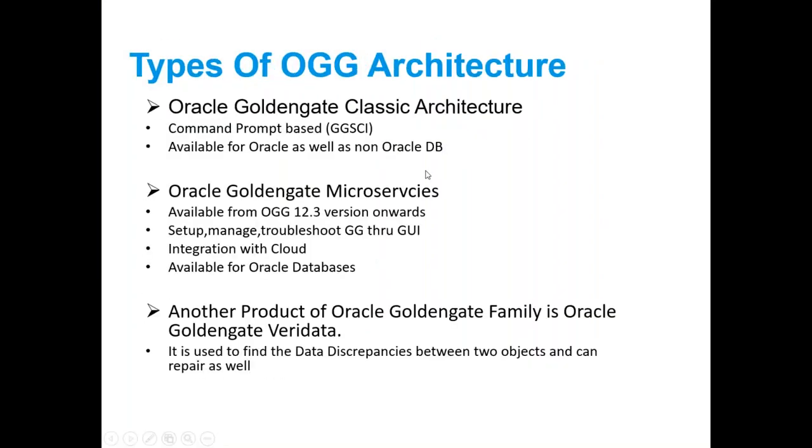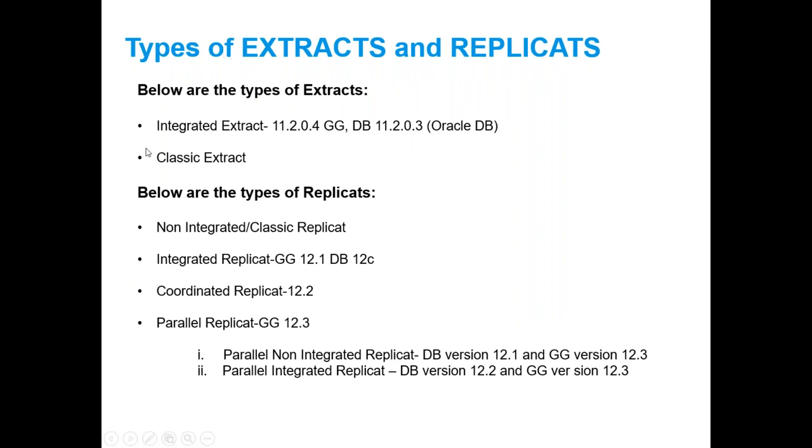So there are two types of architecture: classic and microservices. Under classic architecture, you have different types of extracts, like integrated and classic. Under microservices, you have different types of extracts, integrated and classic. Similarly, under classic, you have different types of replicates: non-integrated, integrated, coordinated, and parallel replicate. Same way, under microservices, you have non-integrated, integrated, coordinated, and parallel replicate. Okay? Yeah, Abhishek.